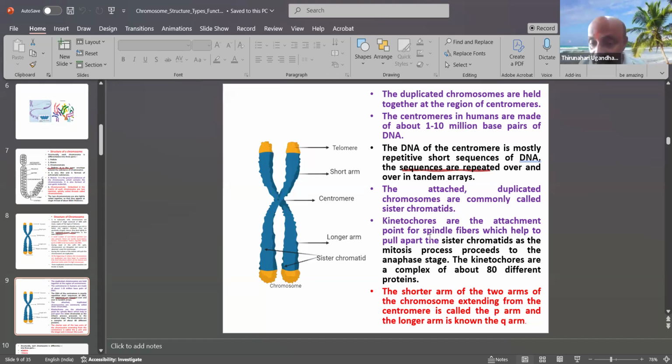On either side of the centromere lies the kinetochore, the attachment point for spindle fibers, which helps pull apart the sister chromatids as the mitosis process proceeds to the anaphase phase.